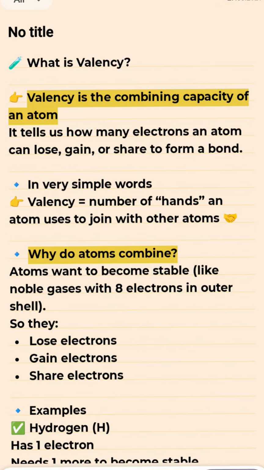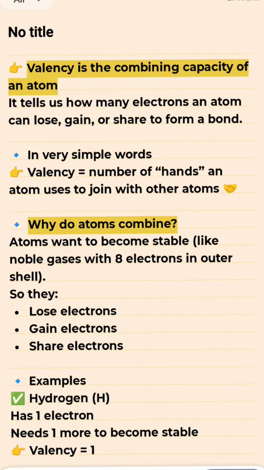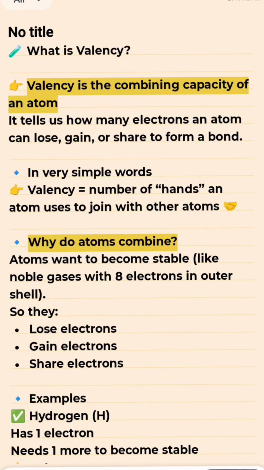We are going to discuss valency. Valency is the combining capacity of an element. What does it mean? That means in order to combine one atom with another, how many electrons are needed to form the bond. So we can say how many electrons an atom can actually lose, gain or share to form a bond. In order to form a bond, an atom generally loses electrons, gains or shares electrons based on the type of the bond that is formed.